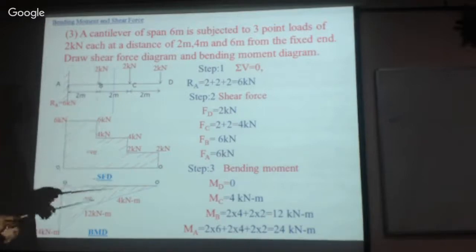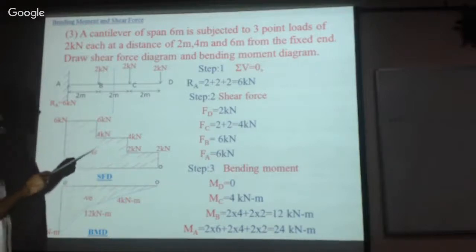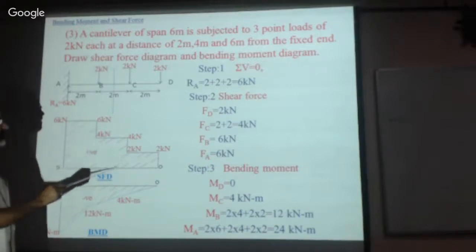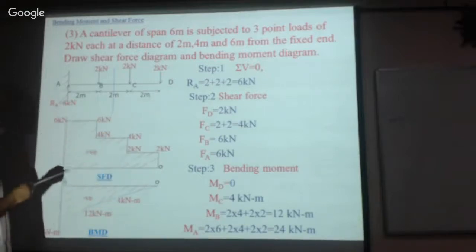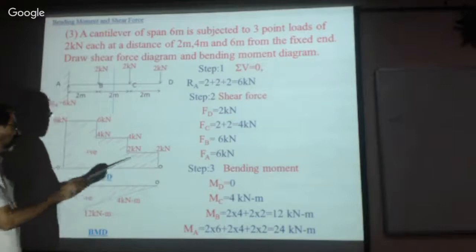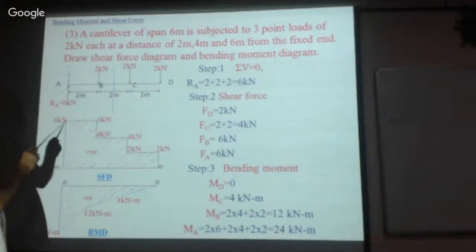Now let us plot the shear force diagram. To plot the shear force diagram, take a reference along the beam, draw the construction line. This is the reference, the zero value. Now here 6 kilonewton is acting upward, so let us go up by 6 kilonewton.